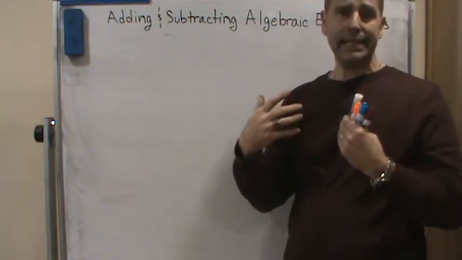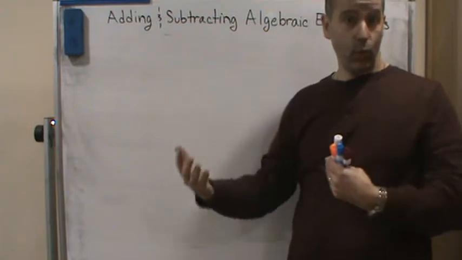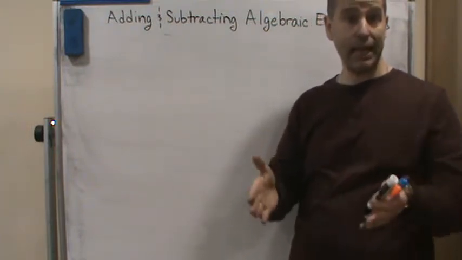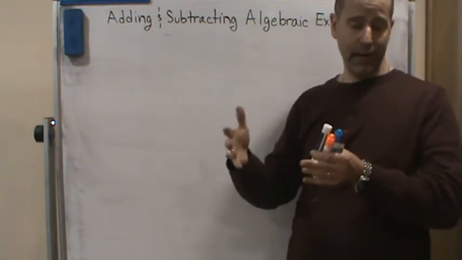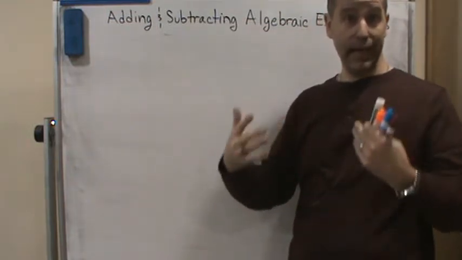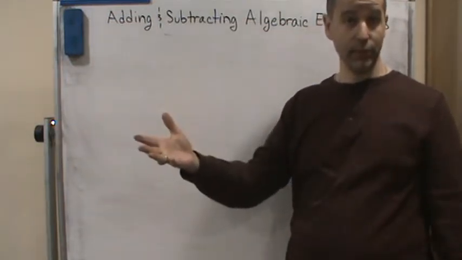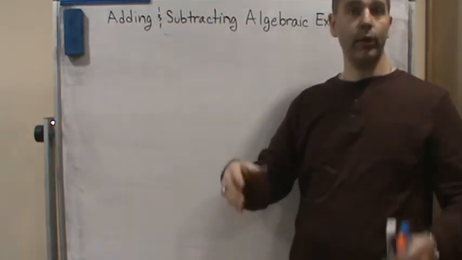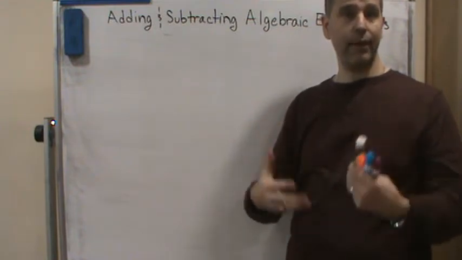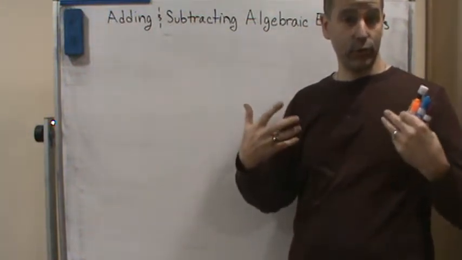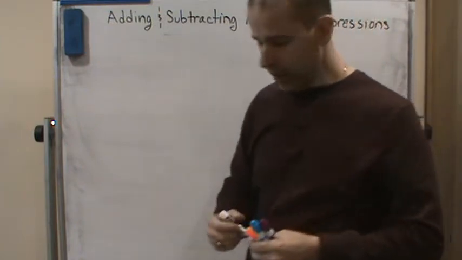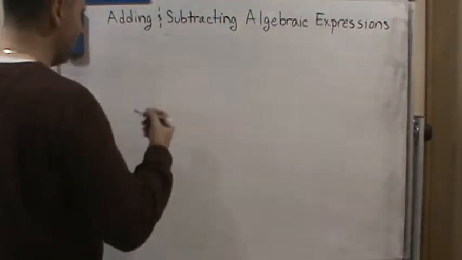Well, it's the same thing when you're adding or subtracting algebraic expressions. You have to have the same type of algebraic expression, and this is where the term like terms comes in. So again, we talk about terms, you know what a term is. In order to combine algebraic expressions using addition or subtraction, you have to have what's called like terms. You have to have the same type of term. So what do I mean by that? Well, let's give you an example.